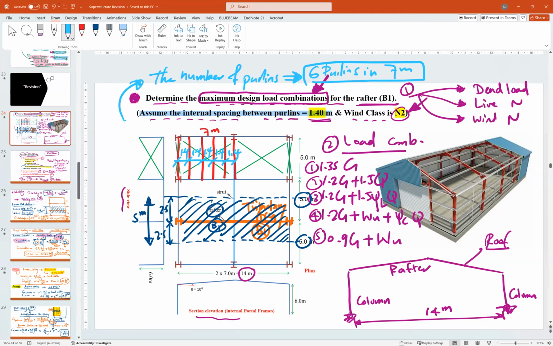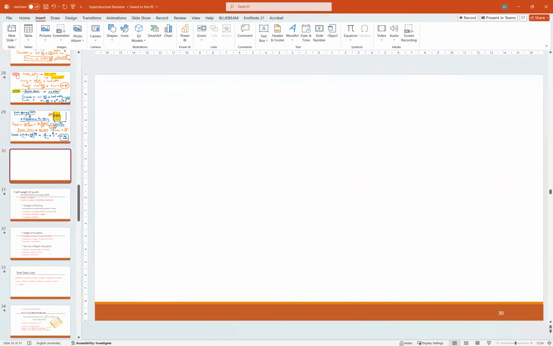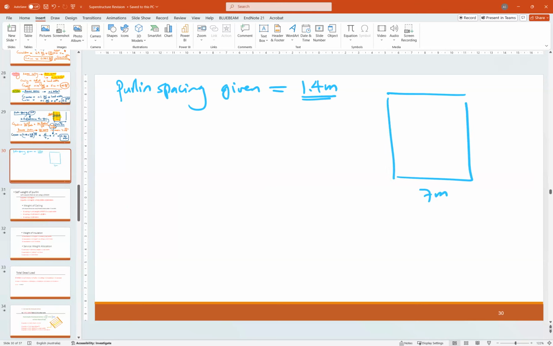Yes. So divide the spacing by the width. So 7 over 1.4 gives us 5 spacings. So one option to find it, if you can, is to do it like that. So the number of purlins, if the purlin spacing is given to us directly, 1.4 meter. How can we get the number of purlins in this 7 meter?